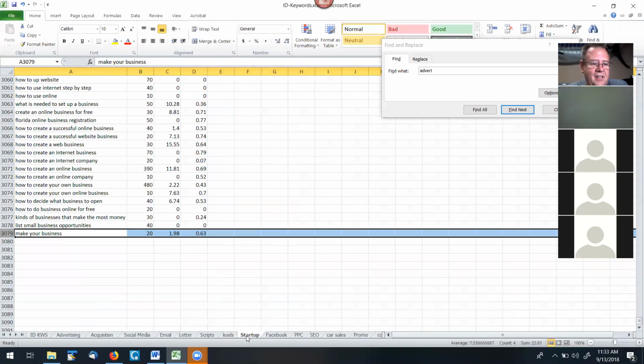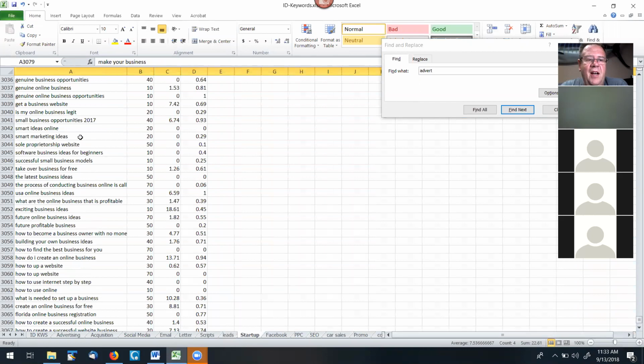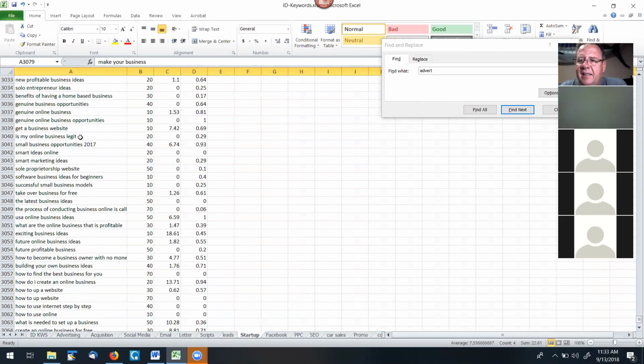Like startups, here's a list of startups. There's 3,079 so far of people that are startup type of keywords. These are people that don't have businesses yet. This is what they're searching for. So I can go in here and I can learn the people that are searching for this, what is it that they're interested in, so I can create an effective landing page. Remember, the creation is based on analysis. So when I create a landing page for these people, I'm going to know what they're interested in. I'm going to know the language. I'm going to know what they're searching for. I'm going to know how to talk to them.